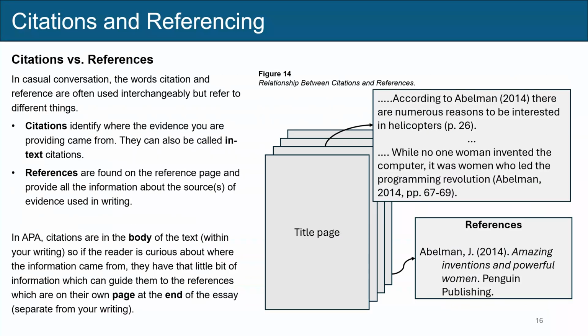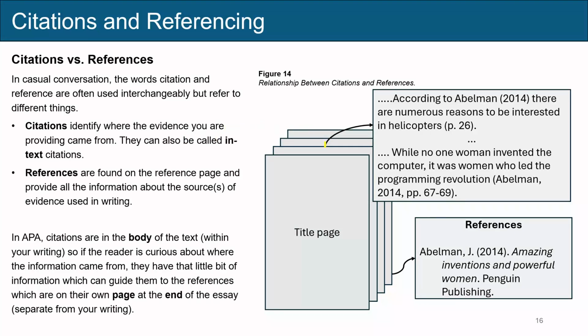So oftentimes citations and references are used interchangeably. But when we're talking about what we're doing for APA, they have different meanings. So those examples we just went through were citations. This is what is in your writing that indicates you have borrowed or gathered this information from another source. Sometimes they're also called in-text citations.